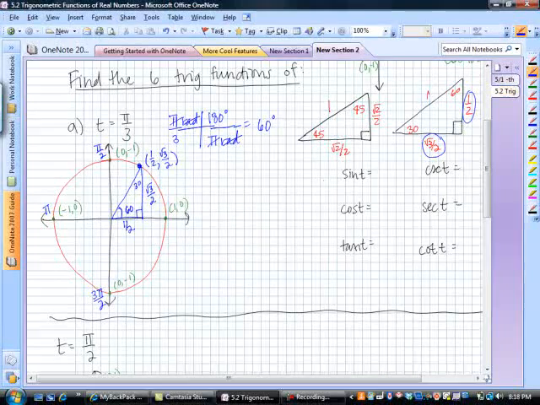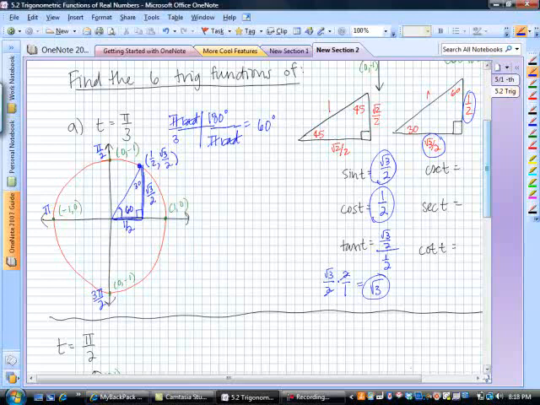So the sine of t, remember the sine is the y value. So do you see that the y value here is root 3 over 2? The cosine is the x value. So the cosine is going to be 1/2. The tangent is sine over cosine, or y over x. So let's figure out what that is. That's going to be root 3 over 2 divided by 1/2. So we say root 3 over 2 times 2 over 1. The 2's cancel, so the tangent of t is root 3.